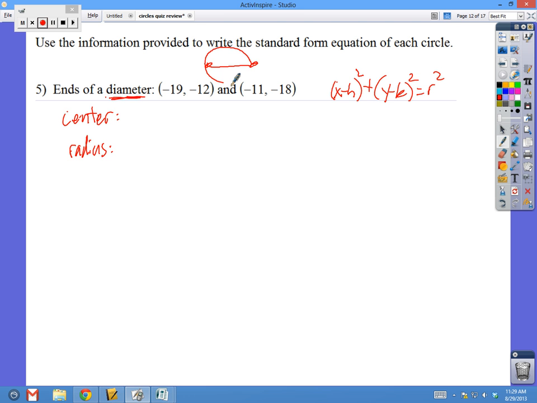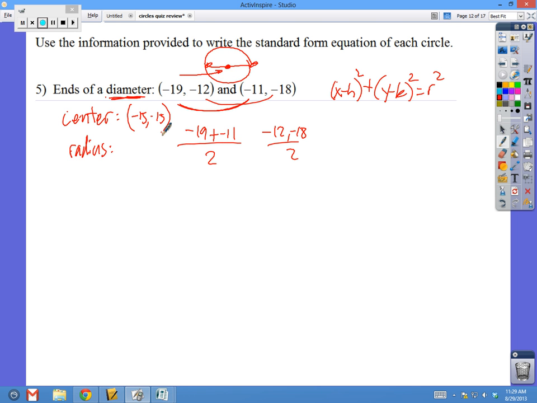Diameter, if I draw a picture, goes through the center, but it goes edge to edge. So I need the middle of this line. This is what I want. That's my center. So to find the center, I'm going to find the middle of my x's. So −19 plus −11 is going to be −30. Half of that, I'm going to take the average. So my center is going to be at −15. Now my y's, is that the same? −12 and −18 is −30. Divided by 2, I think it's the same. So −15. So there's my h, there's my k.